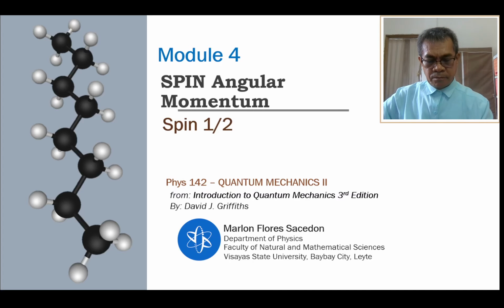Good day, everyone. In our previous lessons, we learned that when a particle travels in a spherical motion, there are two kinds of angular momentum that can be produced. We have the orbital angular momentum and we have the spin angular momentum. We discussed the orbital angular momentum and we found out that it is a kind of an operator.